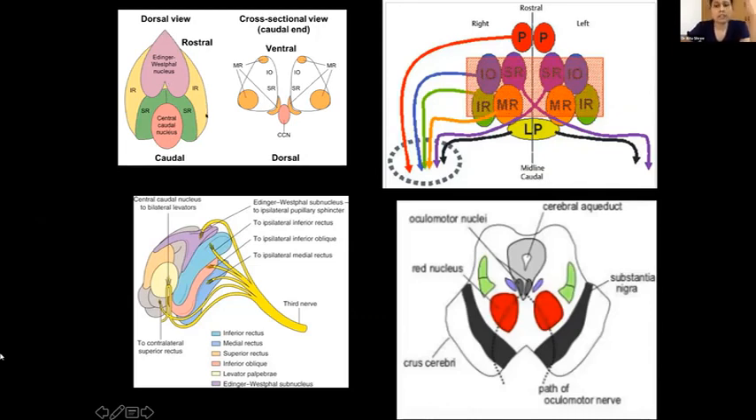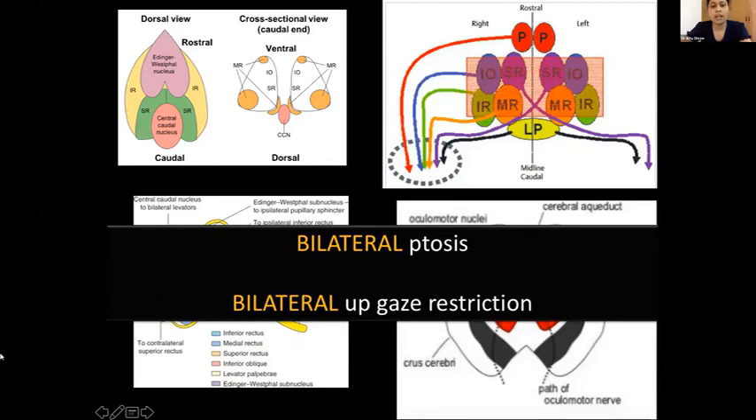The second point to note here is that when the axons arise from superior rectus nucleus, they cross immediately to the opposite side and go on to supply the opposite superior rectus muscle. So if there is a lesion here, because the decussation is happening at the level of the nuclei, it will lead to damage and restriction of both the superior rectus muscles and not only on one side. So if there's a nuclear lesion, there will be bilateral ptosis and bilateral upgaze restriction, never unilateral.